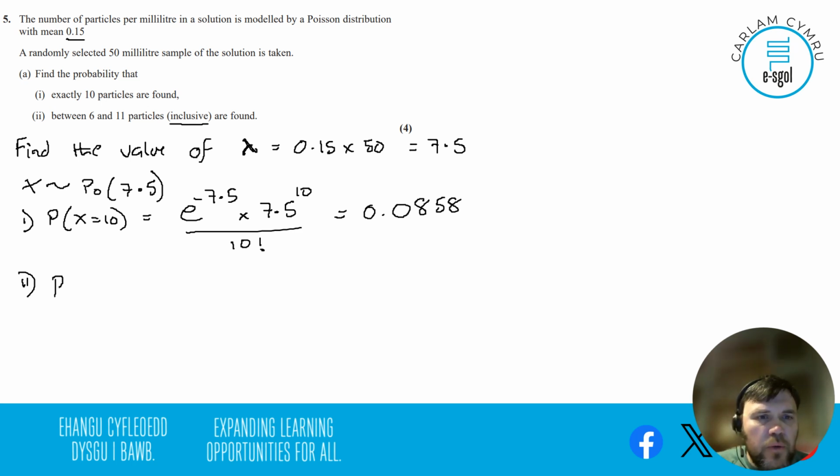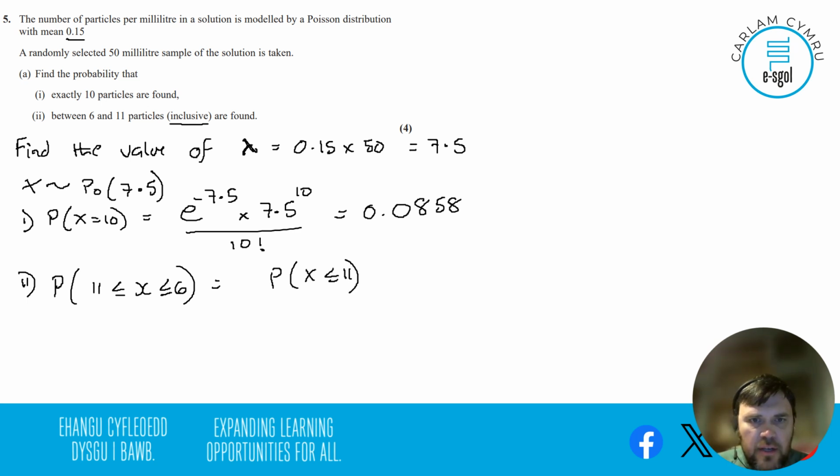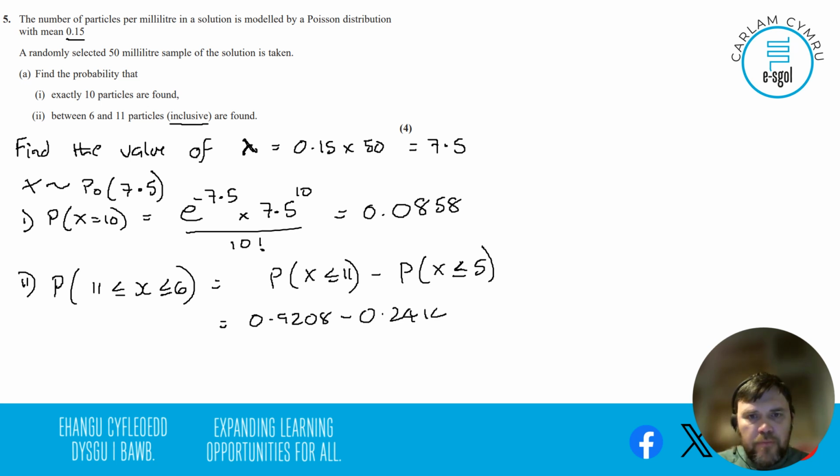Part 2, between 6 and 11 particles inclusively. Because it's inclusive, we would say P(6 ≤ X ≤ 11). That means we are going to do P(X ≤ 11) minus P(X ≤ 5). We want to include the 11, but because we're including the 6, we wouldn't put the 6 there, we're putting the 5 there. Those values you'd look up on the tables or on the calculator, and it's 0.9208 minus 0.2414, which is 0.6794. That answers your question. Nice, 5 marks or 4 marks, and then move on.